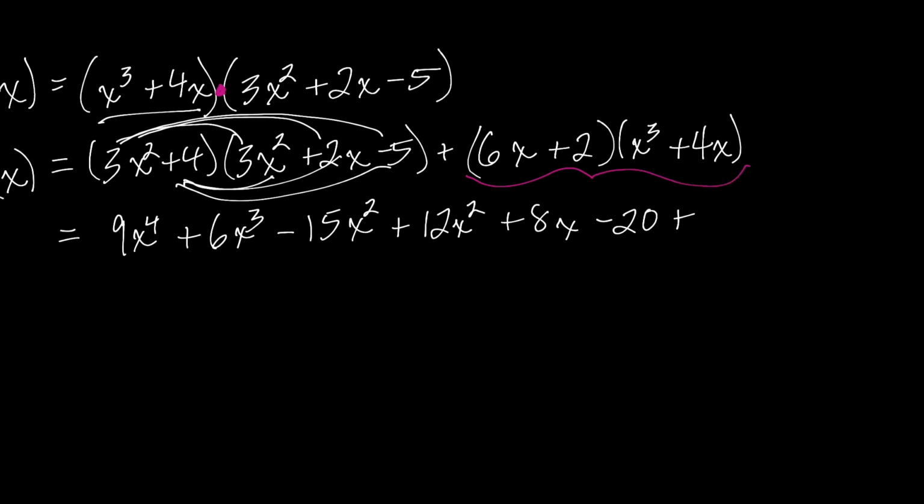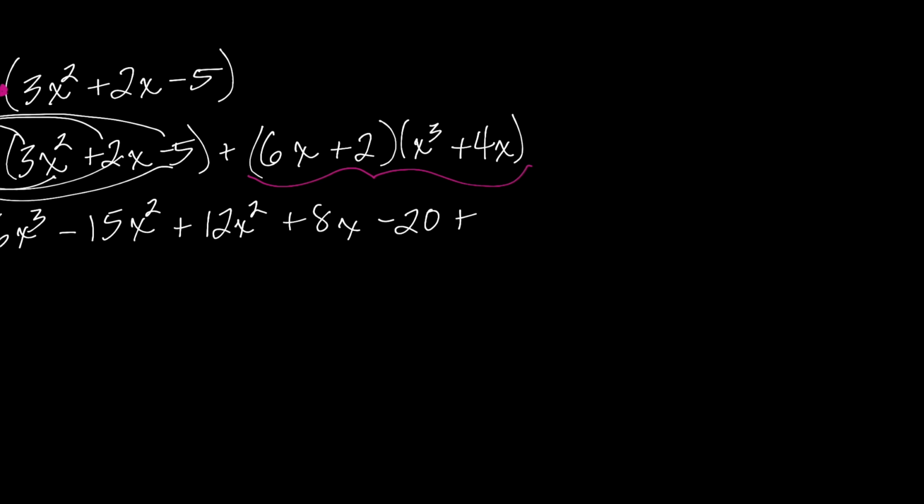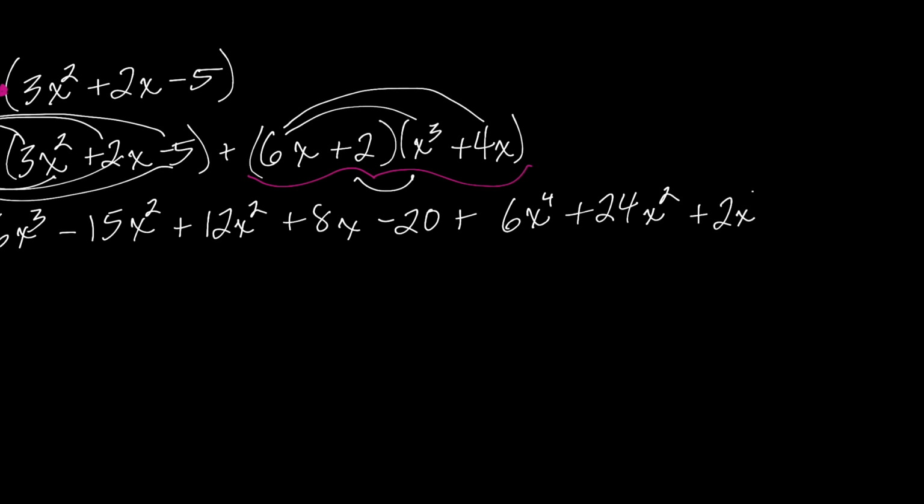So I'm just going to FOIL, right? First, outer, inner, last. First times first, 6x times x cubed, that's 6x to the fourth. Outers, 6x times 4x is 24x squared. Inners, 2 times x cubed is 2x cubed. And last times last, that's 2 times 4x, which is 8x.